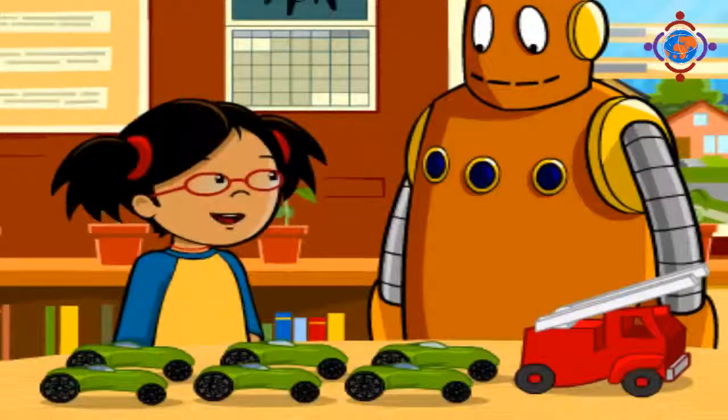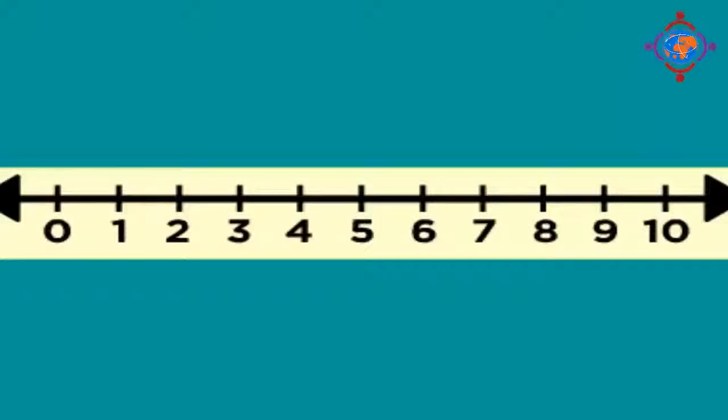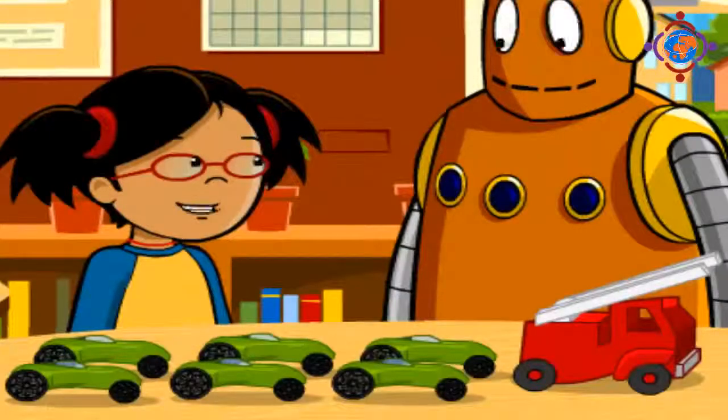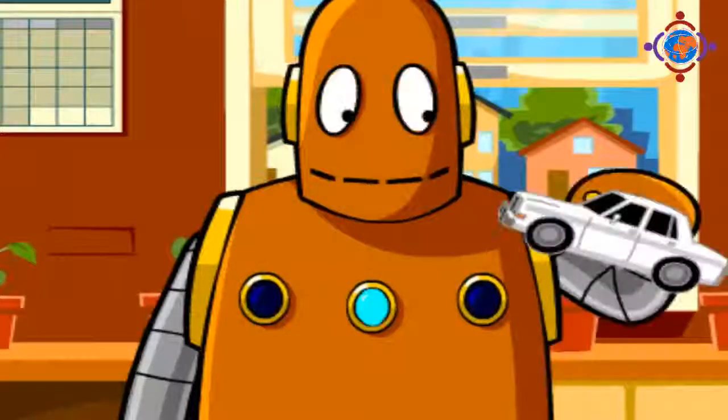Let's see. You have 6 green cars and 1 red fire truck. You can use a number line to help you add. You start with 6 and count on 1 more to get 7. When you count on 1, you count up 1 more.